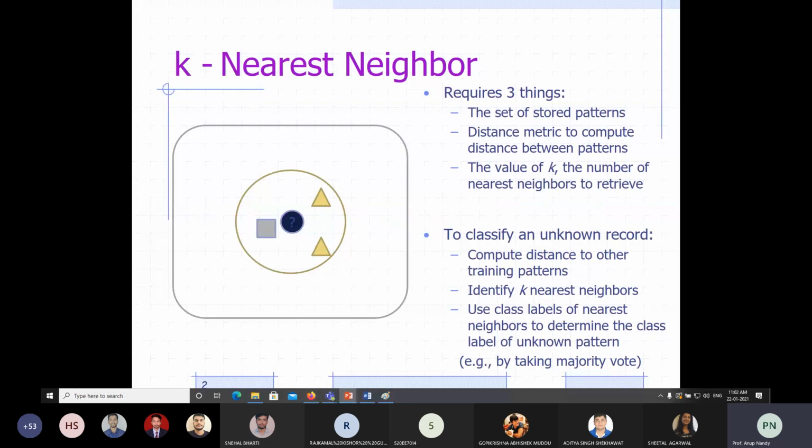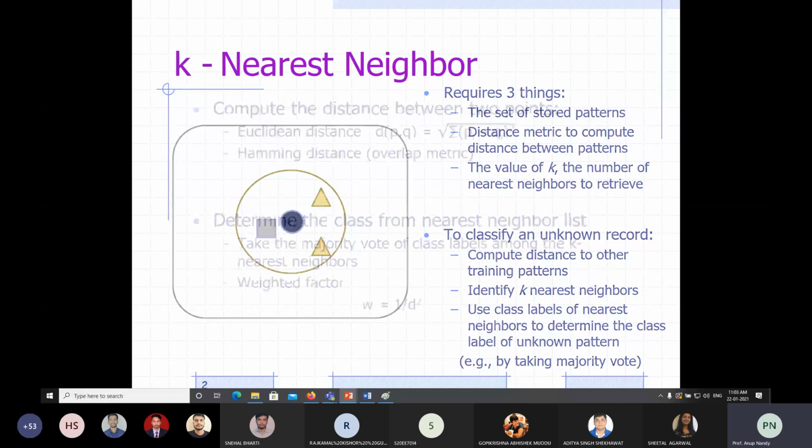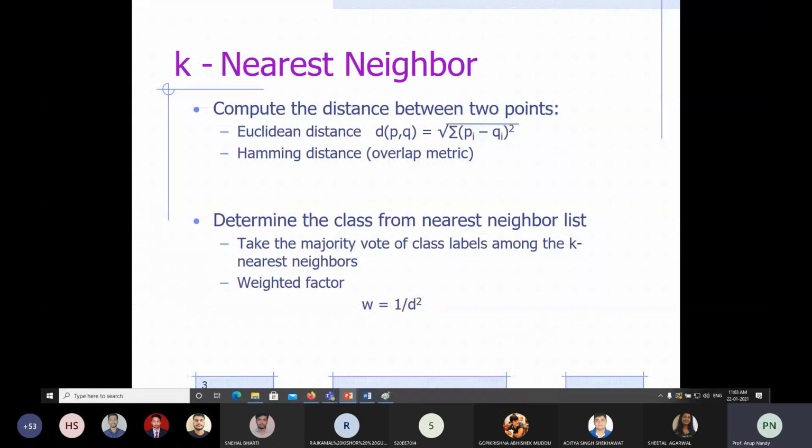We have the distance metric to compute the distance. You also have to test this in your lab: if you do not use the Euclidean distance technique and apply some non-Euclidean method instead, then what will be the scenario? Now compute the distance to other training patterns. Identify the k-nearest neighbors, then take the class labels of the nearest neighbors to determine the label of the unknown pattern by taking the majority vote, which we already saw. Here you have used the Euclidean distance, or you can use other distances also.